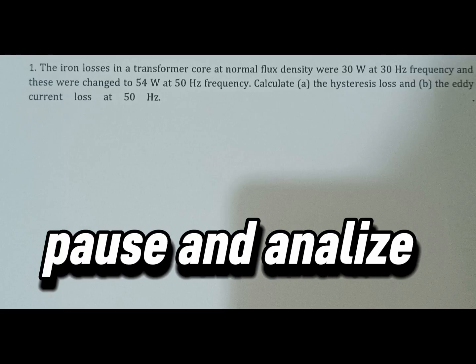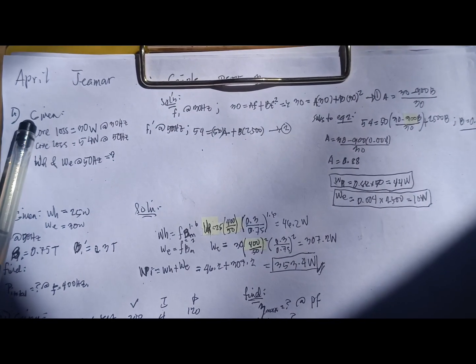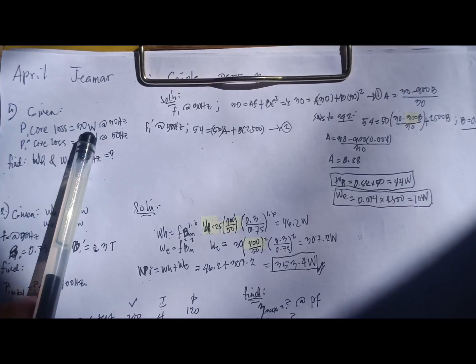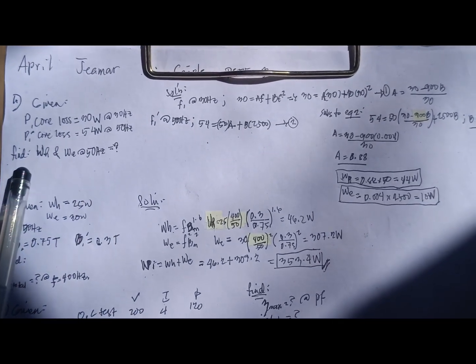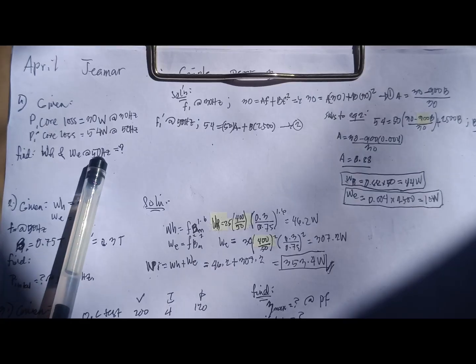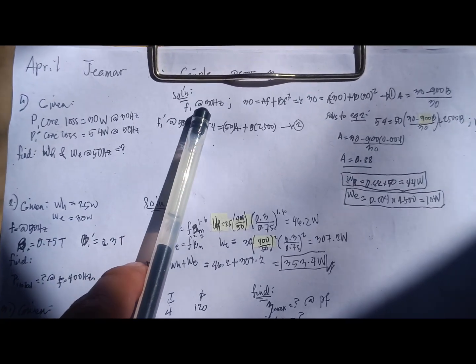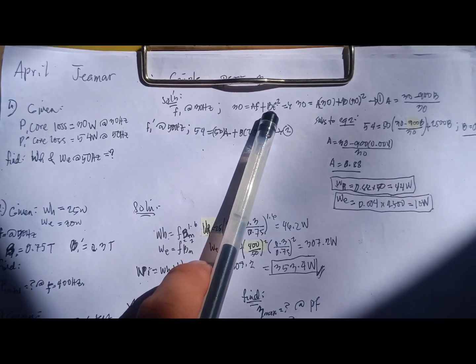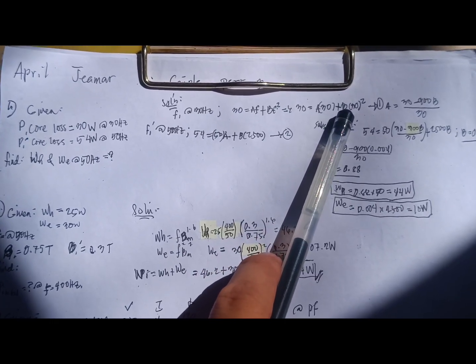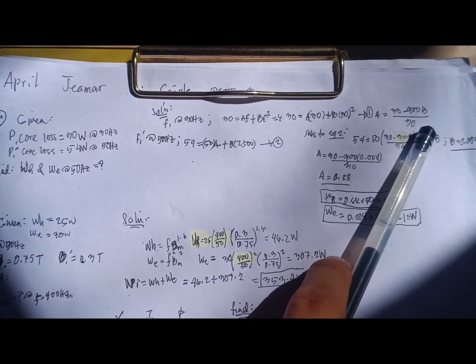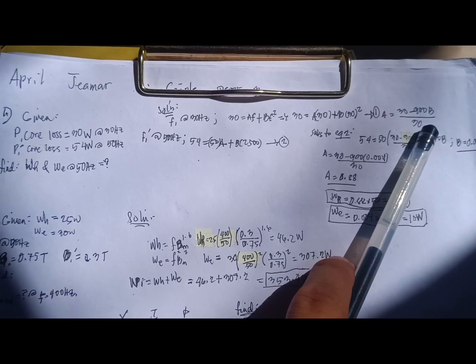For problem 1, we have power core loss and secondary power core loss. So we need to find the hysteresis and eddy at 50 Hz. Inputting 30 Hz in this formula, we get our equation 1: A is equal to 30 minus 900 B over 30.